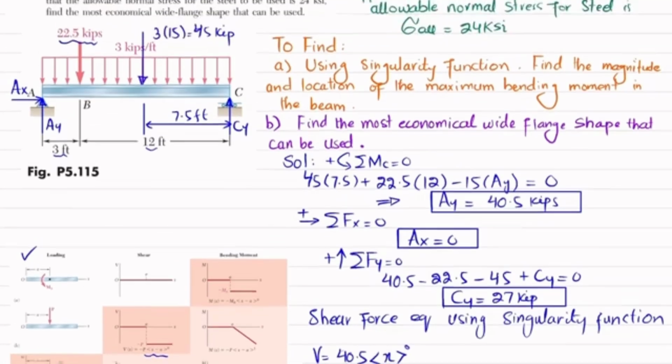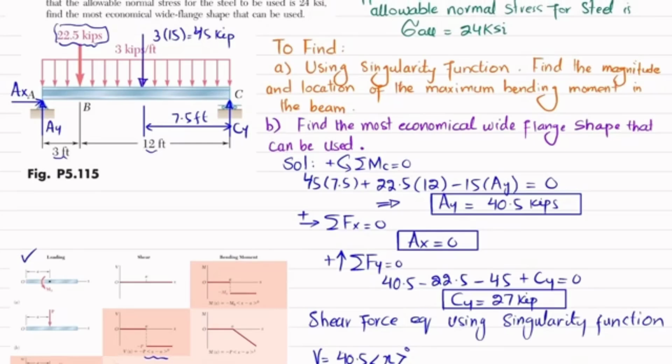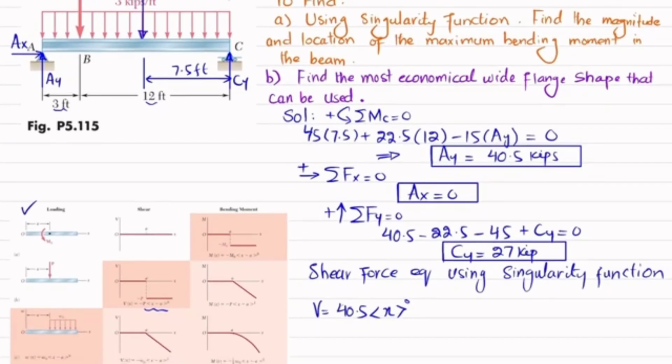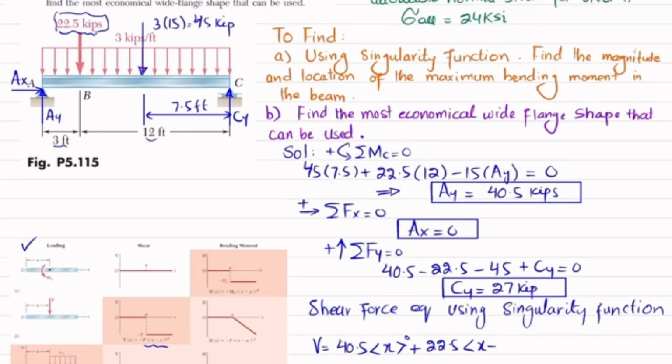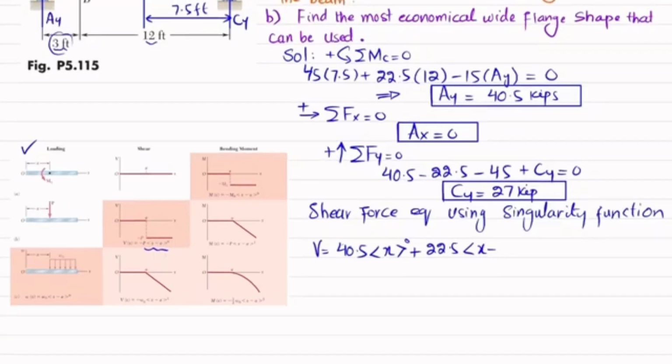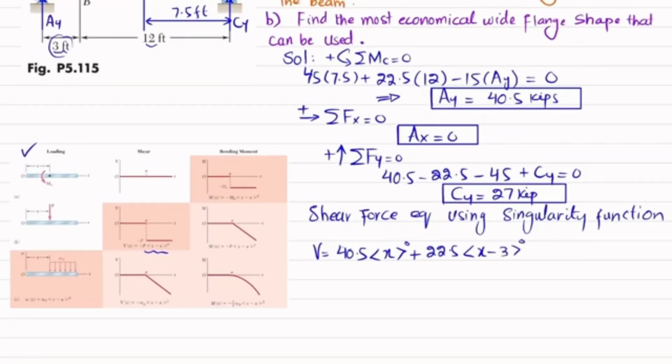Now moving from here, we have a 22.5 kips load, and this is acting downward. So we will use this equation, but that P will be positive. So plus 22.5 into X minus, now A here is 3 feet, so I will replace it with 3, and that is power 0.